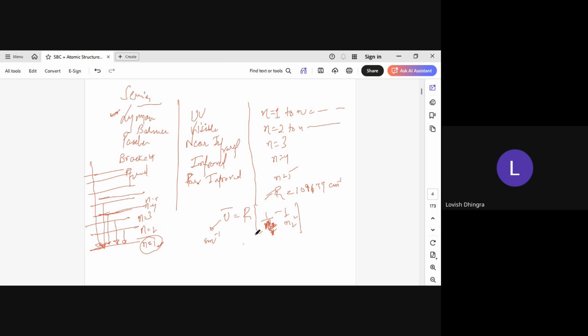In this way, you can calculate the wave number nu bar for every series. Your n1 will be the limit value of n, that is the smaller value. If it's Lyman, n1 will be 1, and n2 can be any higher value: 2, 3, 4, and so on. If it's Balmer, n1 will be 2, and n2 can be any higher value. Likewise, we can find the wave number. Clear? Yes, sir.